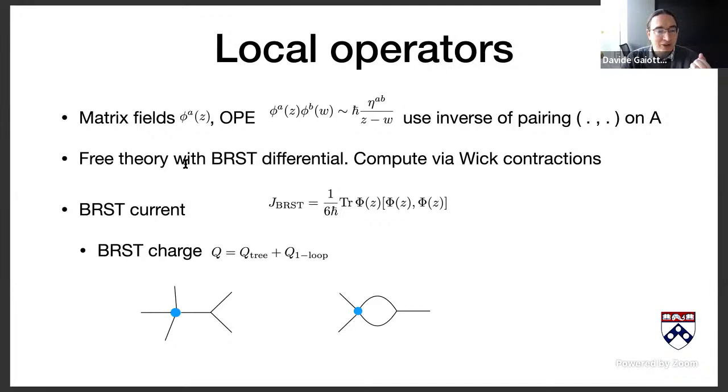And you take this free theory and you turn on a BRST differential on it, associated to this BRST current, which is cubic in the fields, and again involves the structure function as a coefficient. And everything is done with contractions. For example, the BRST differential is obtained by integrating the BRST current around a local operator. And when you do this integral, you get two contributions. One has one contraction, one has two. And so you get a tree-level and one-loop contribution to the differential.